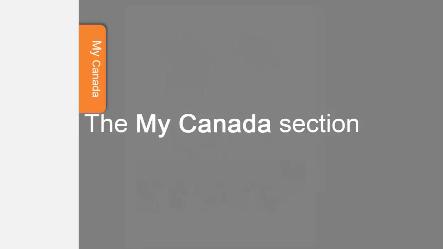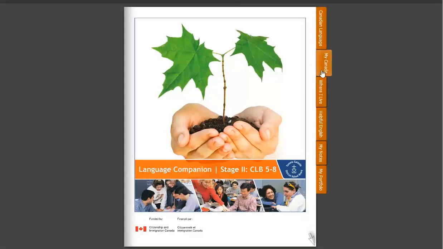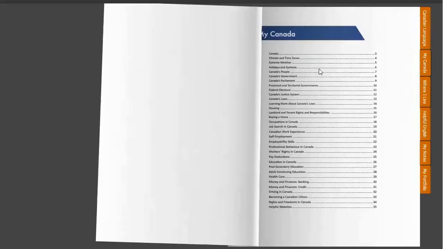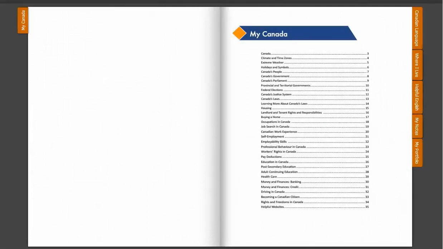The next section in your Language Companion is called My Canada. It has 35 pages with useful information on a variety of topics related to living in Canada. Take a look at the table of contents to see the topics that interest you. Each topic is one page long and includes key information about it.